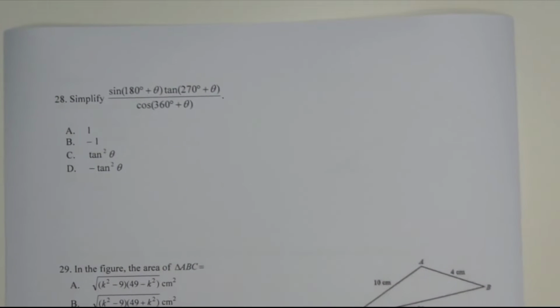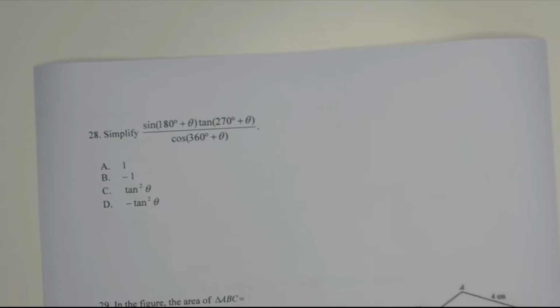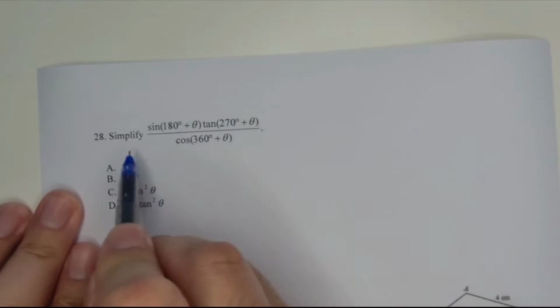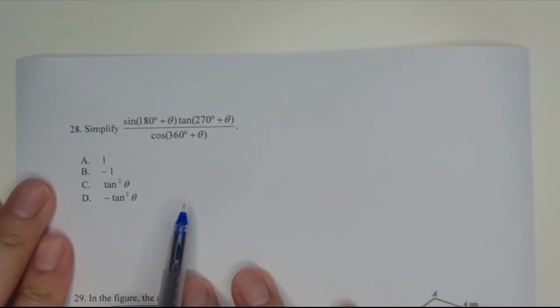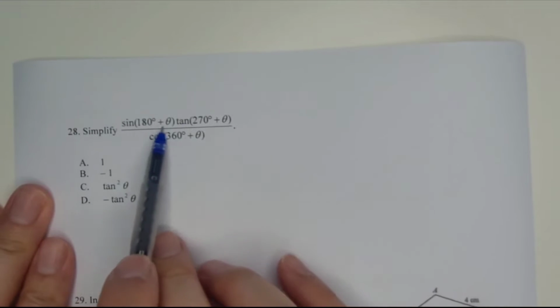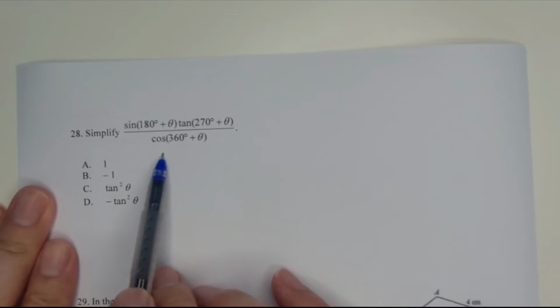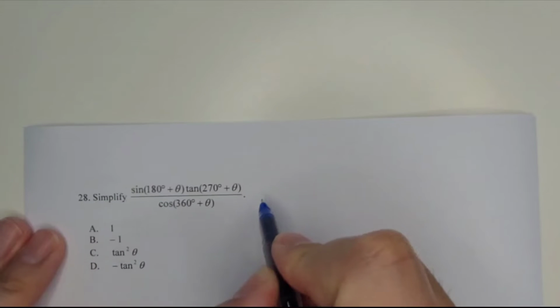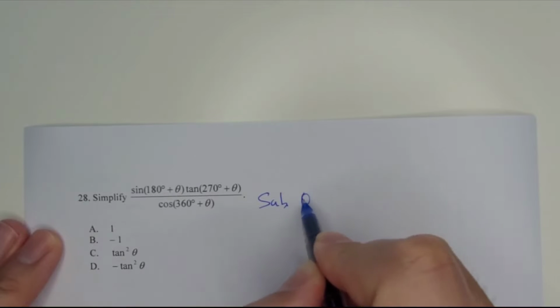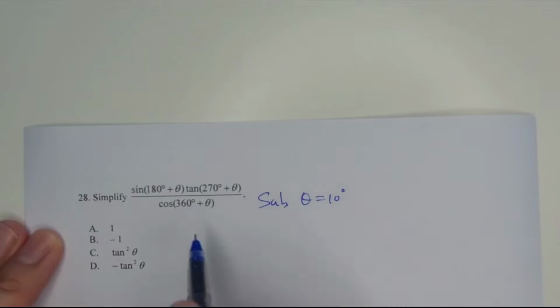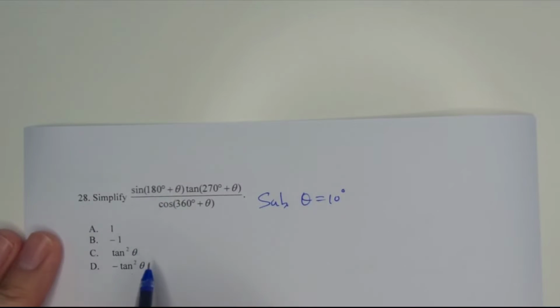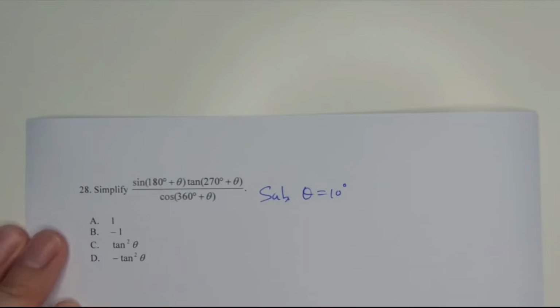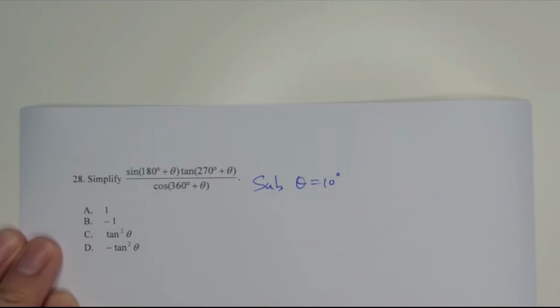Okay, let's move to question number 28. You need to simplify these expressions. If you really forgot how to simplify such trigonometric ratios, don't worry. You can use a technique called substitution. For example, I substitute theta equals 10 degrees inside the expression and the options, so you can check which answer will be correct.